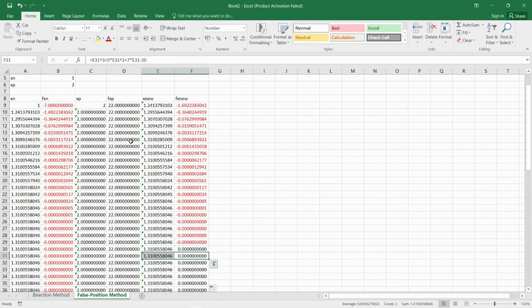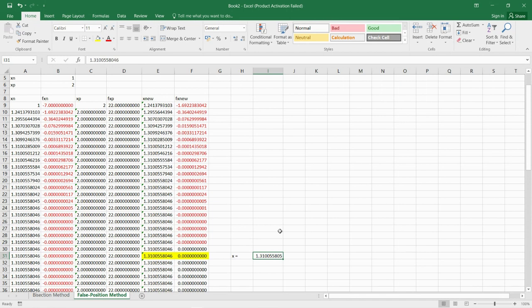Let's say here, which means our root is equal to 1.3100558046. Here we can say that the solution of the false position method is weaker than the solution of the bisection method.